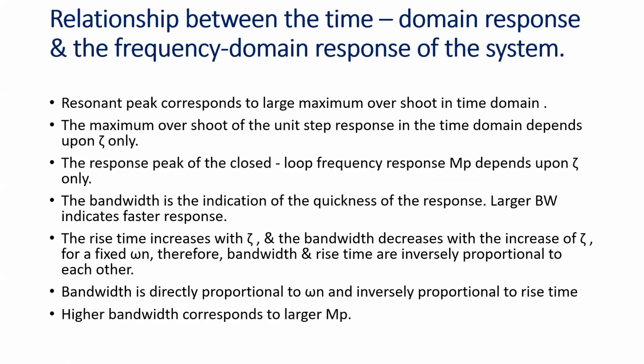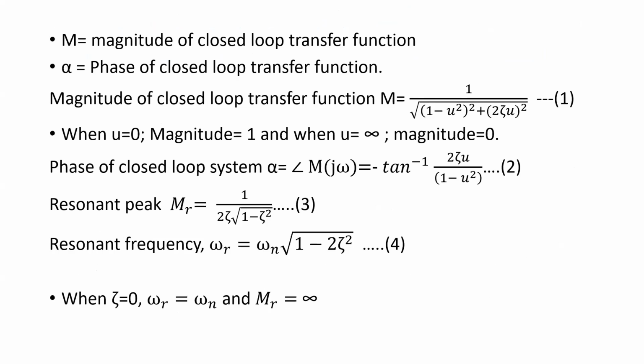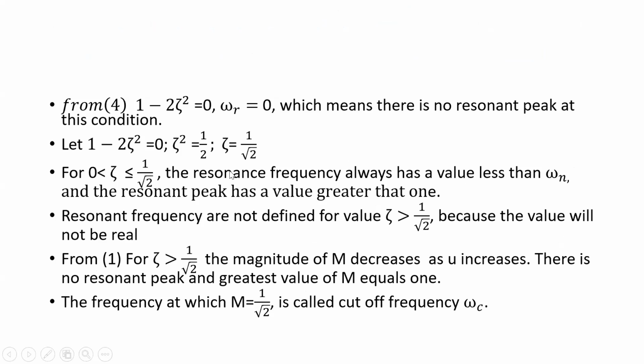The resonant peak, that is MR, corresponds to the large maximum overshoot in the time domain. We had MP in the time domain, which is similar to MR here in the frequency domain. The maximum overshoot of a unit step function in the time domain depends upon zeta. And here also MR depends upon zeta. MP was also dependent on the zeta value.